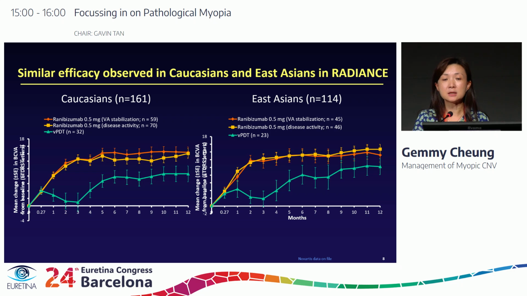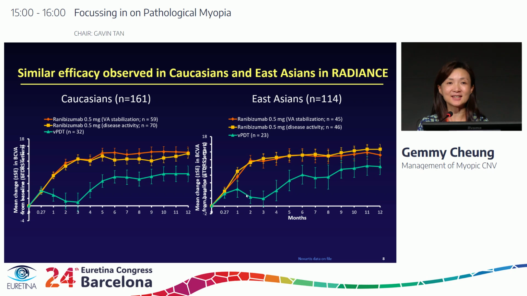Here we're in EURETINA. So one key question that often gets asked, as Jorge has mentioned, is is there a difference between the Caucasian and East Asians? And within the Radiance study, this particular question was asked, and you can again see that for the Lucentis treated patients in the orange and yellow arm in both Caucasian and East Asians, the behavior was very, very similar. I haven't mentioned the green arm because I think very few of us do that already.